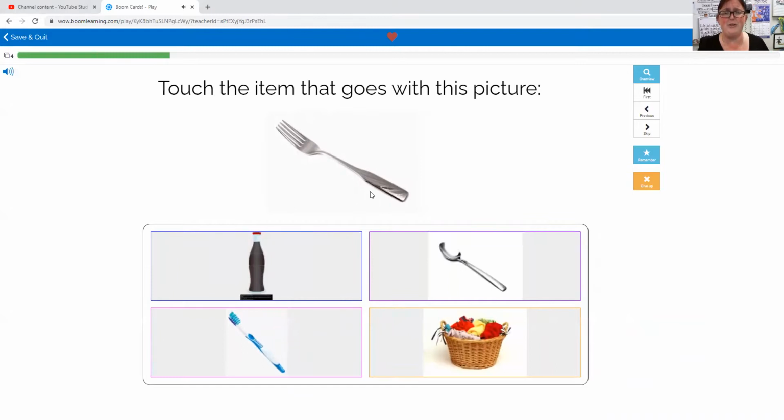What item goes with the fork? Soda, spoon, toothbrush, or laundry basket? Yeah, spoon goes with fork.